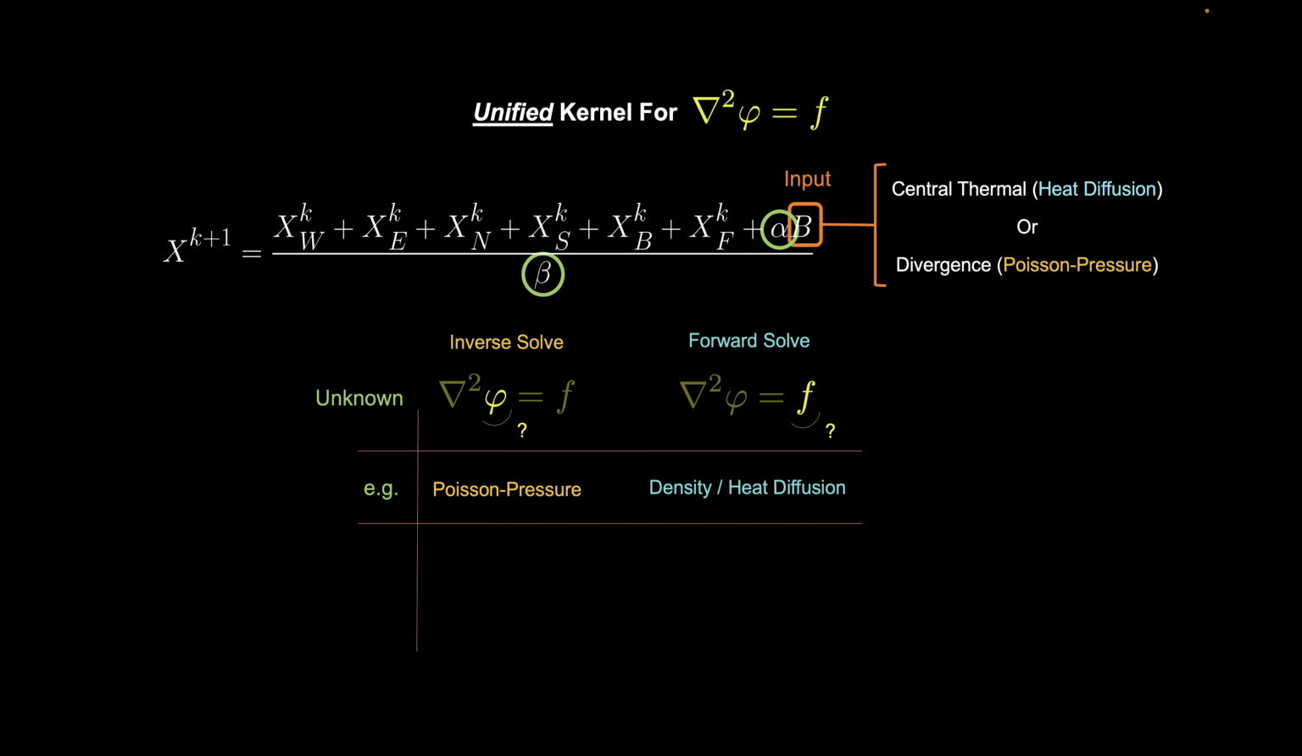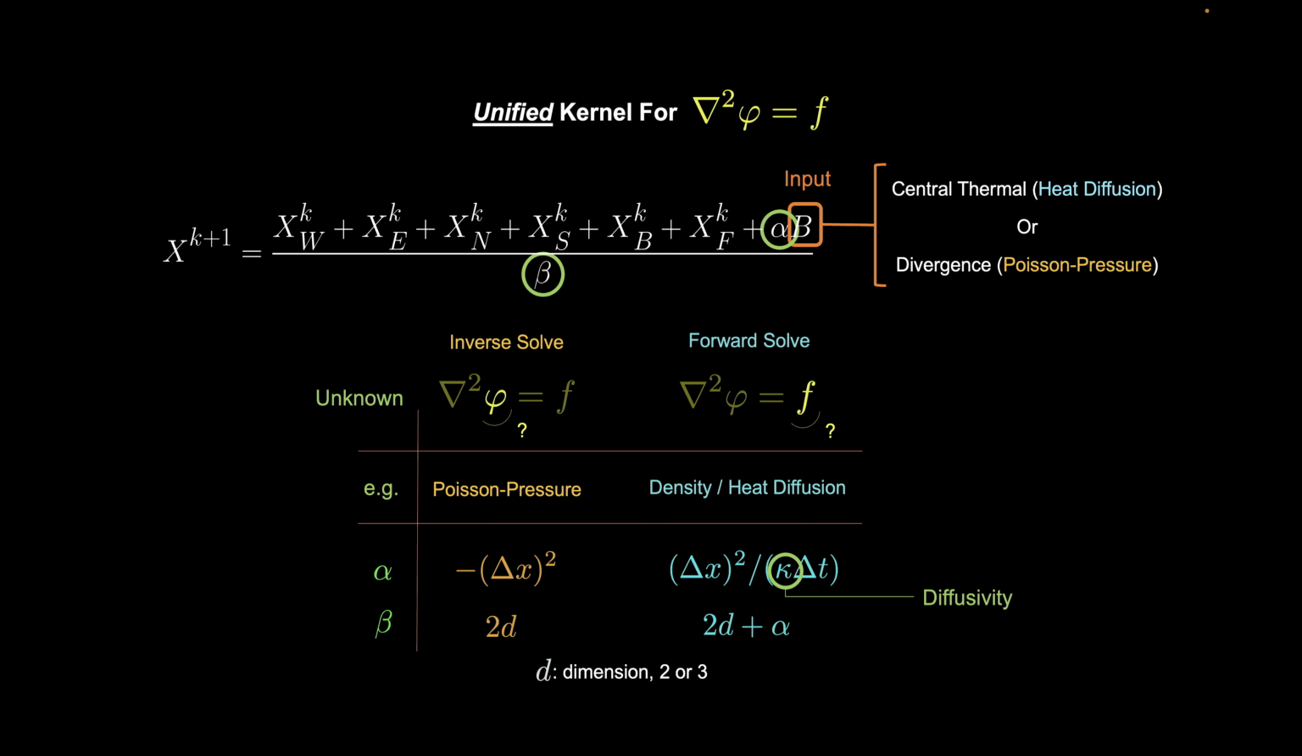The right-hand side B can be the central thermal in case of solving the diffusion problem, or divergence if you're solving the pressure projection problem. Now, to grow our kernel, we need to plug in the right alpha and beta values. Alpha is computed from the cell size only for pressure projection, shown here as delta x, while for diffusion, we also need to include diffusivity coefficient kappa and the time step delta t.